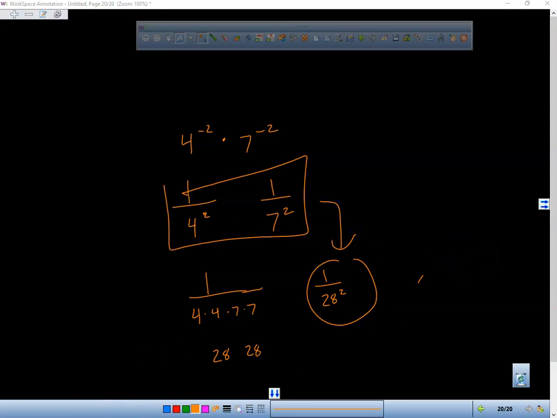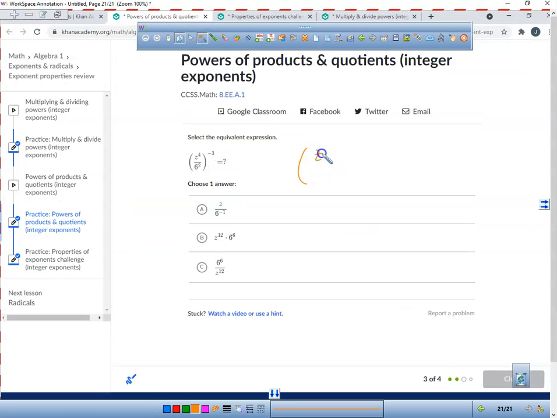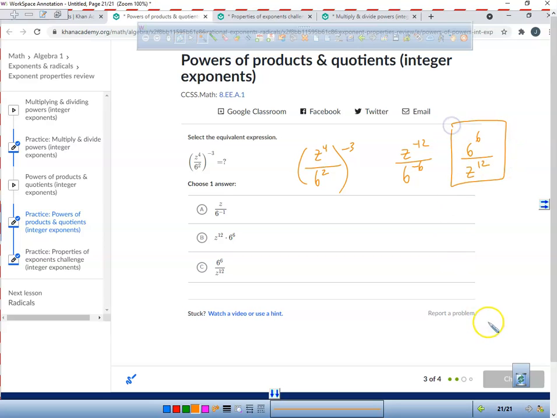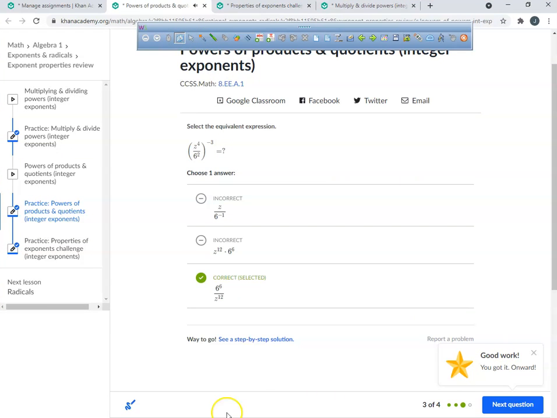All right? Let's go ahead and go to our final problem right here. This says z to the power of 4 over z squared raised to the power of -3. Power to a power, that's z to the power of -12 over 6 to the power of -6. But if I want to make a negative exponent positive, just shift it down or shift it up. And that's all you got to do. All right, so 6 to the power of 6 over z to the power of 12. C is my answer. And that's how easy it can be. Y'all have a good day.